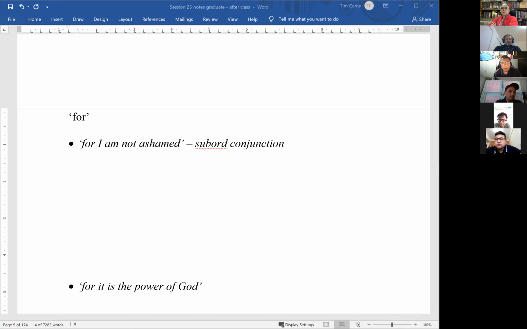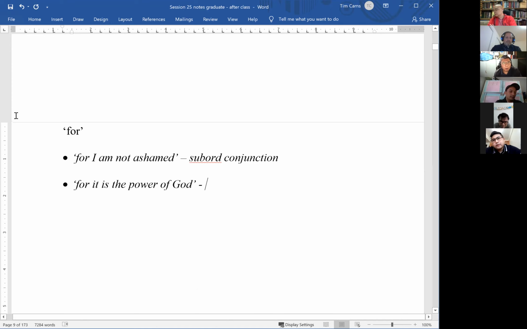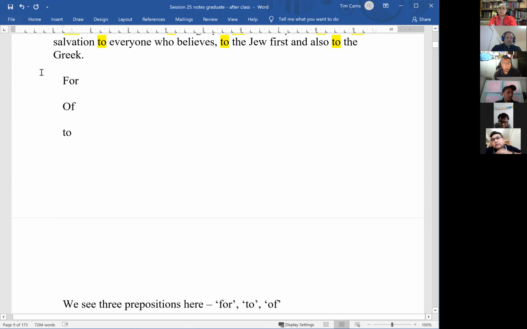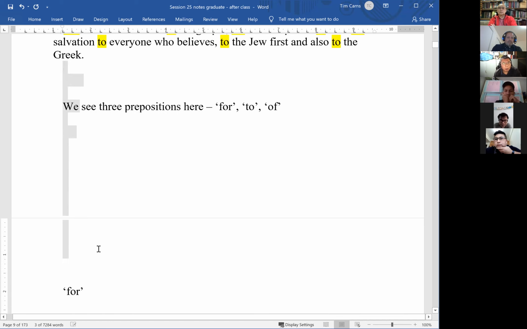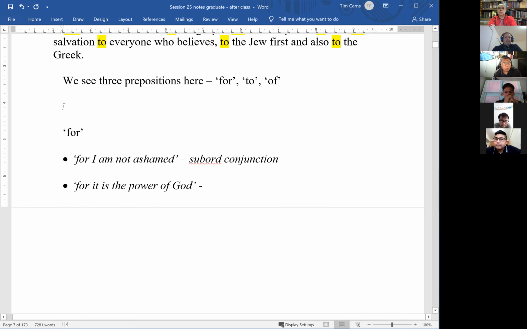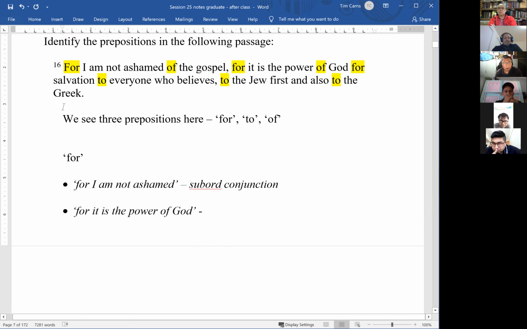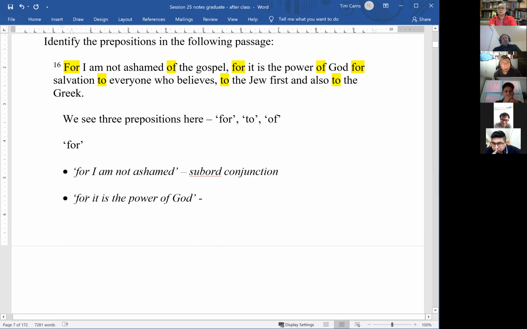Now, for I'm not ashamed. So for in this case is functioning as a conjunction. Now the next one, Tabs. How is this for functioning? For it is the power of God. So for it is the power of God. How is that for functioning in this sentence?